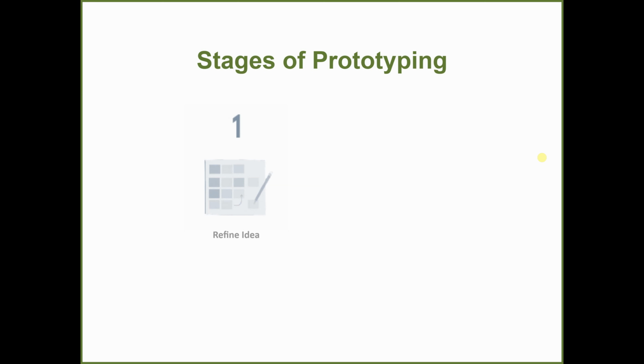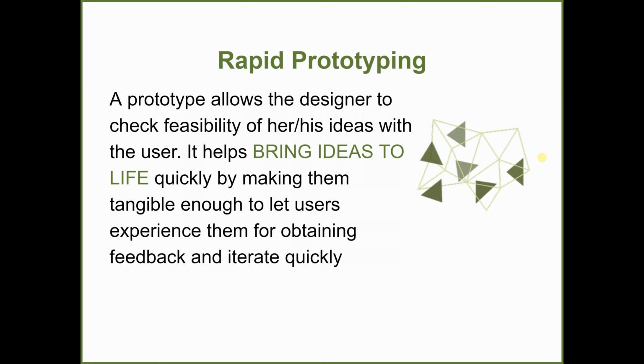Now let's talk about the second stage of prototyping, rapid prototyping. The rapid prototyping stage is about making the refined idea more concrete. The goal is to create something that will let the user experience the conceptual idea of the designer so they can provide feedback for rapid iteration. Sometimes the iteration happens alongside the user, i.e., the user does the sketching with you.